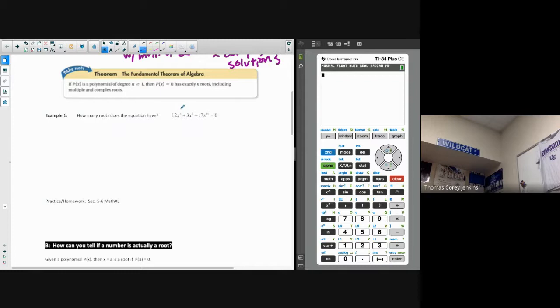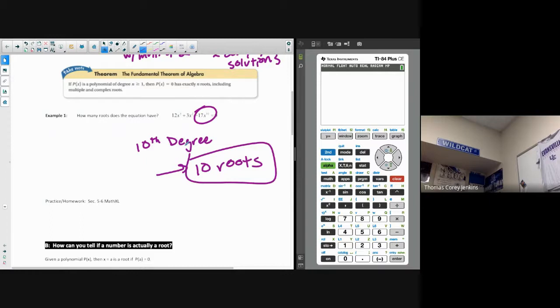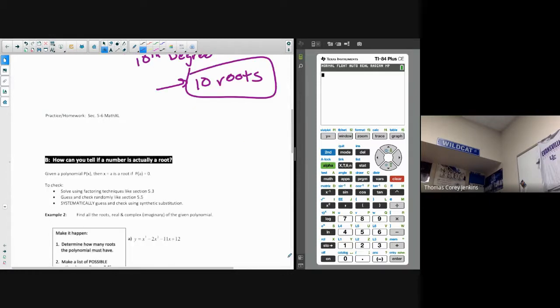So, how many roots does this equation have? I know it's tough to see, but it says 12x to the 5th plus 3x squared minus 17x to the 10th. That's not written in standard form. On the notes, I write it in standard form, but to save time here, what we care about is that x to the 10th. So this is a 10th degree polynomial, so this would have 10 roots. That's the fundamental theorem of algebra, which, like I said, we've talked about.